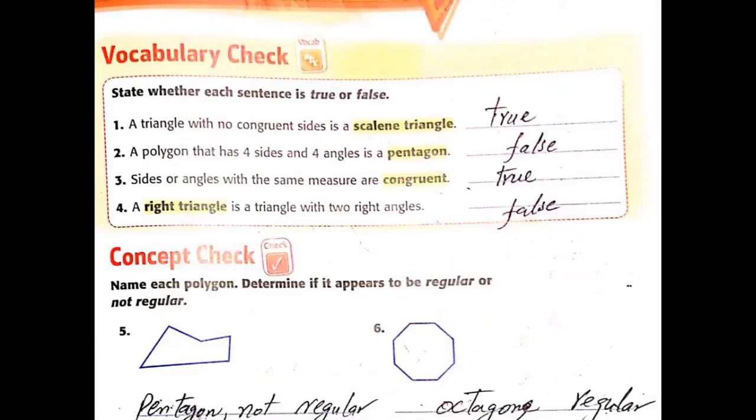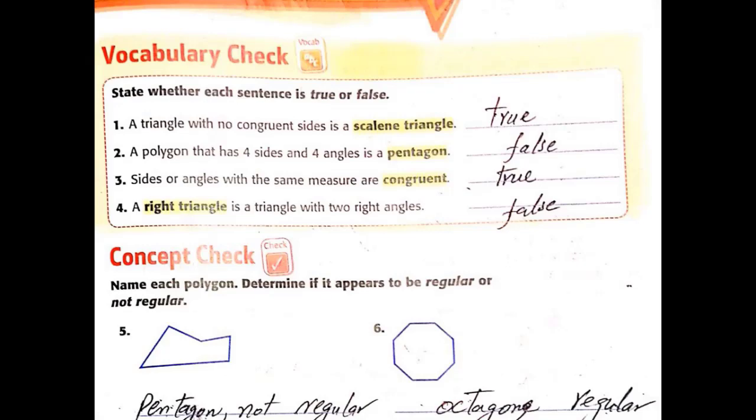Now come to the next page. Check my progress. Vocabulary check. State whether each sentence is true or false. Some statements are given. You will use the knowledge of today's lesson and the previous lesson, and you will select whether the sentence is true or false. Number 1. A triangle with no congruent side is a scalene triangle. True, because all the sides are different, that is a scalene triangle.